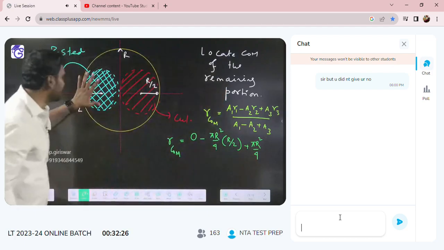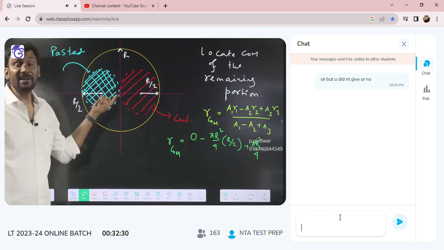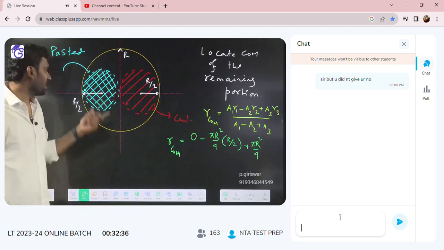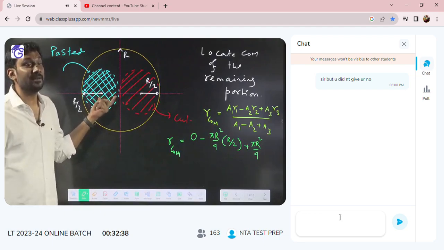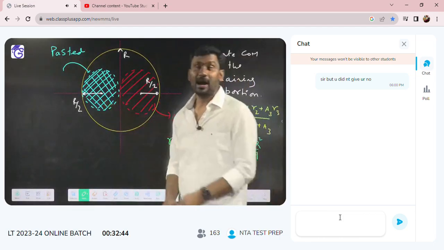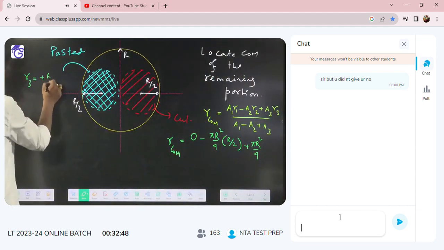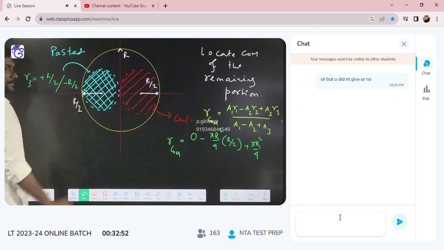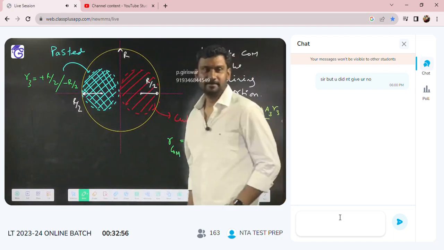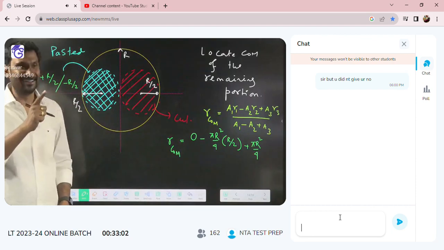Now we are writing for this one, pi R square by 4. What is this distance, boys and girls? R by 2 only, right? This is also R by 2. Please respond. Now tell me, for the third one, R3, shall I take plus R by 2 or minus R by 2? Hit the comment box. It is minus, right? Did the idea click now?